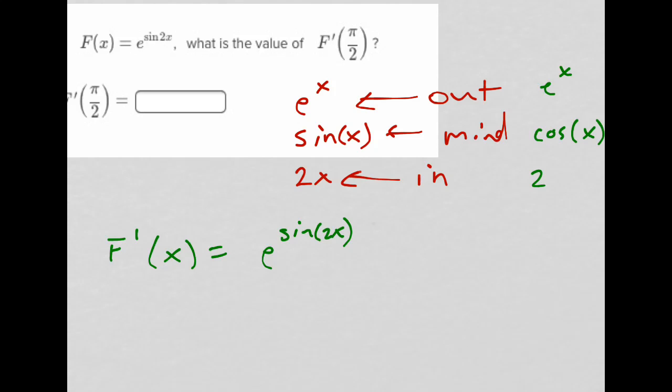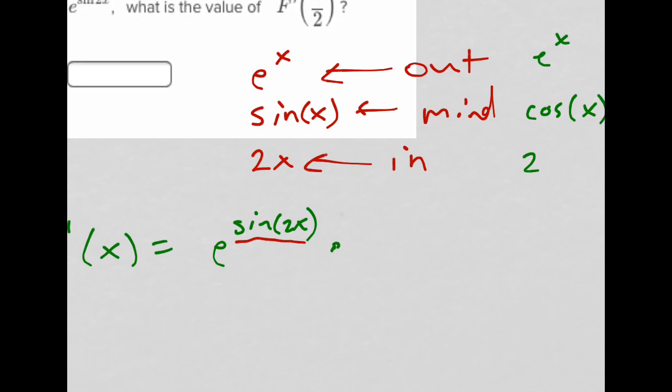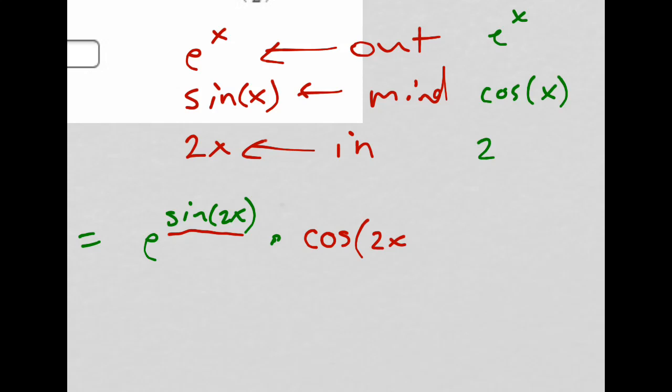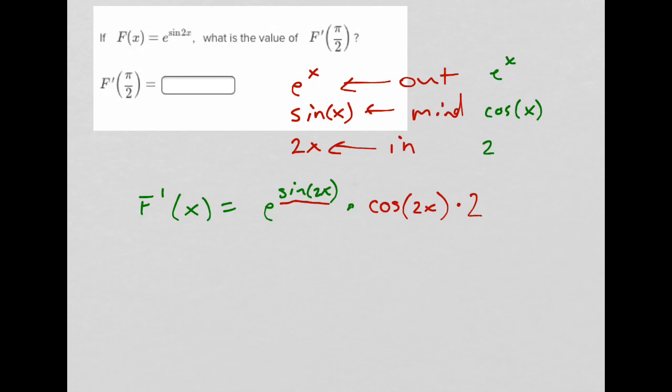And then times, so the derivative of the outside with the inside the same, times the derivative of the inside. Well, what's the derivative? Oh, chain rule again. So I've got to do derivative of sine. That's cosine. Normally cosine of x, but we have to keep the inside the same because we're using the chain rule again. Derivative of the outside with the inside the same times the derivative of the inside. So I've got the 2 there. So I get 2 cosine of 2x times e to the sine of 2x.